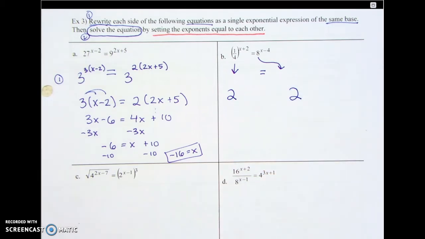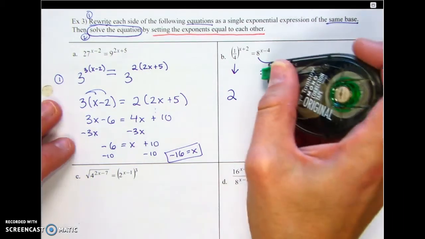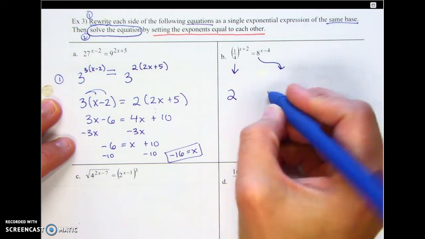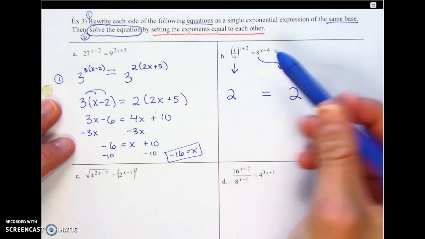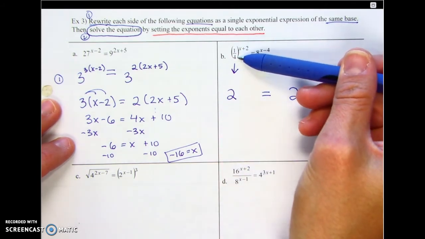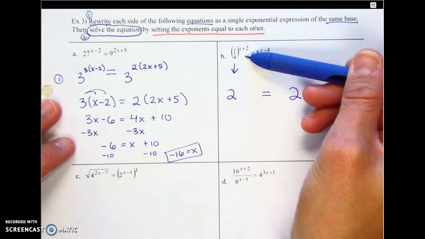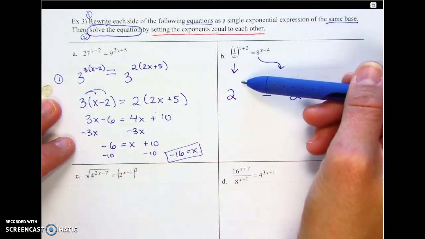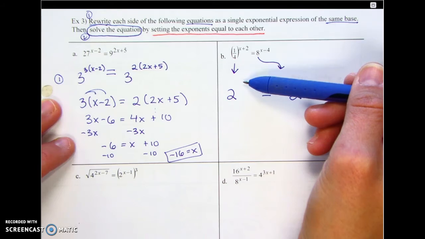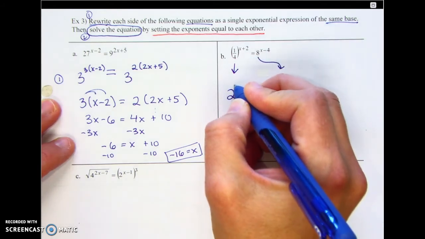My equal sign is totally not in the right position. Okay, but do you see how this is 1 over 4? That means it's 1 over 2 squared. So we're not just going to put 2 squared. What do we need to do to it? We need to make it negative.